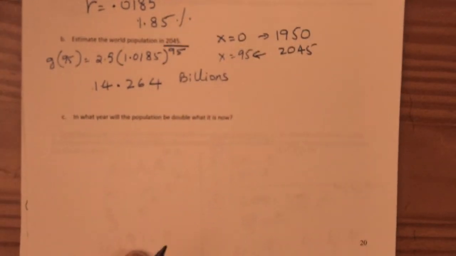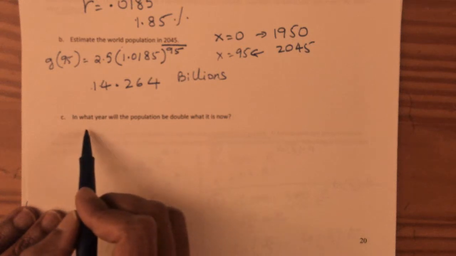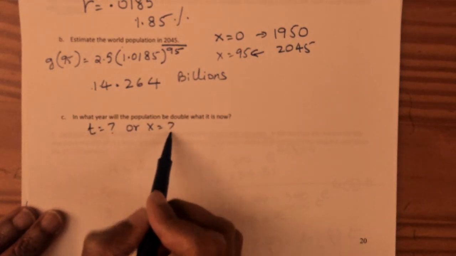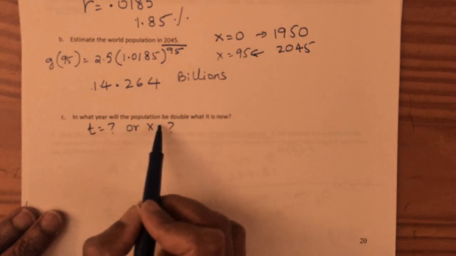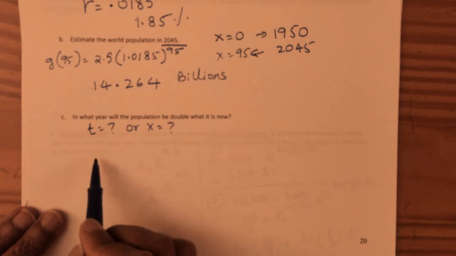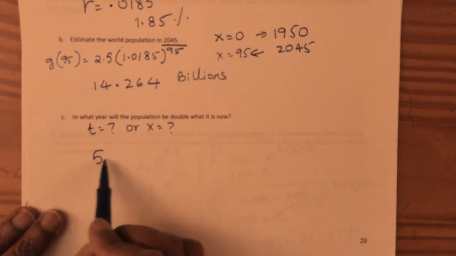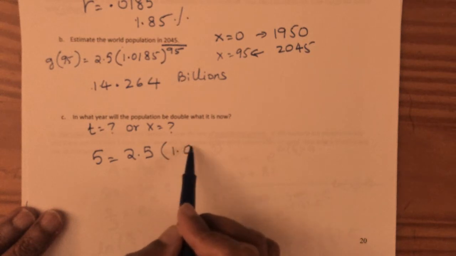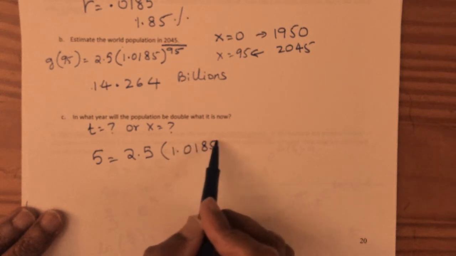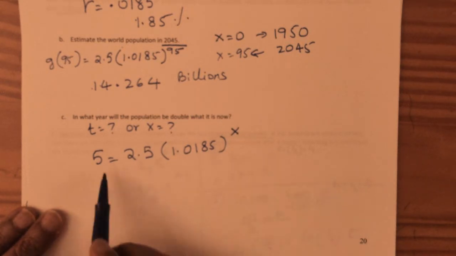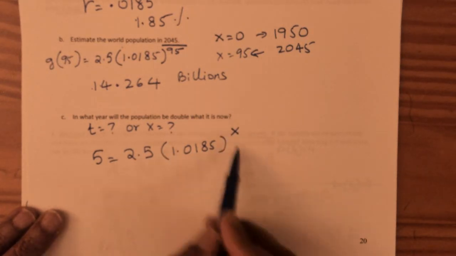Okay, let's look at the last part of the question. In what year will the population be double of what it is now? So basically I'm going to be finding t, or in this case x. When we are talking about double, that means my final amount is 5, because I'm starting with 2.5, times 1.0185 to the x, and this is what I'm trying to find. This is my unknown. So get this by itself.